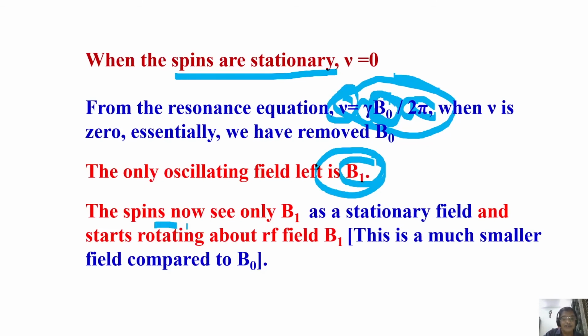So spins now see only B1 as a stationary field, not B naught as a field. The spin sees as if the external field you have applied is B1, a stationary field, and starts rotating around B1.